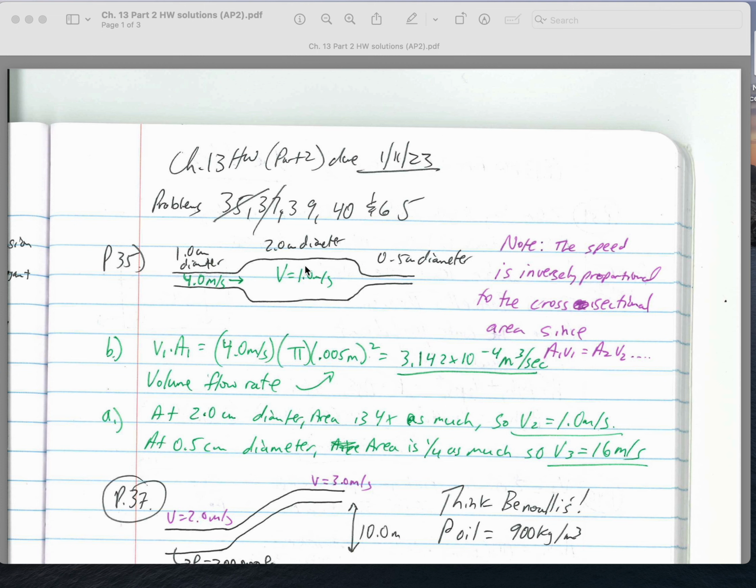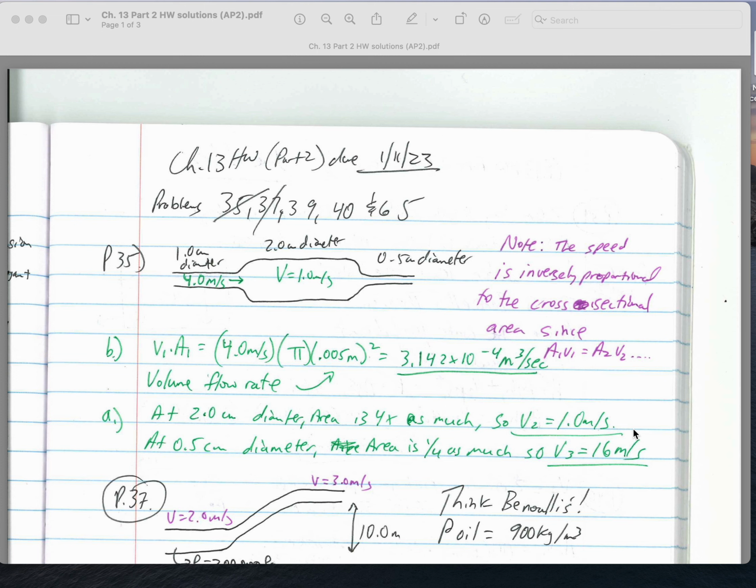Since this is a wider part of the pipe and this is a narrower part of the pipe, it's going to be going slower through here, faster through here. So at 2 centimeter diameter, the cross-sectional area is 4 times as much because the area of the circle is pi r squared. So if I have 4 times the area here, then I would have 1/4 the speed using this formula. So I can proportionally figure out that this is 1 meter per second without actually doing the whole calculation.